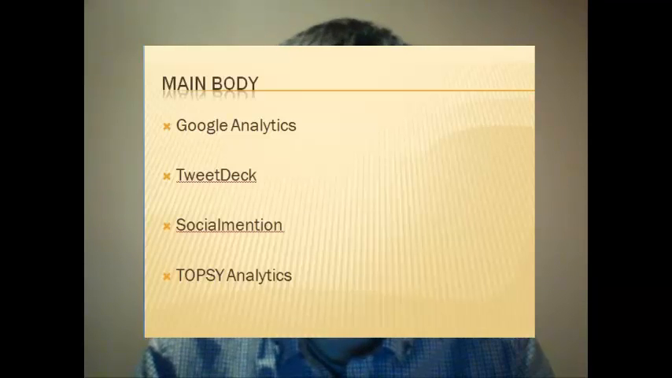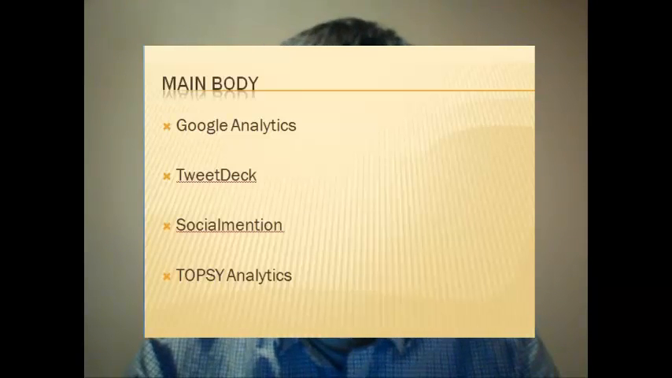Okay, thank you, Libin. Now I will introduce Google Analytics. There are 4 online tools, including Google Analytics, TweetDeck, Social Mention, and Topsy Analytics. They are all used to assess their effectiveness in measuring social networking efforts. The criteria of measurement include reference traffic, community engagement, content relevance, measuring sentiment, and conversion rate.